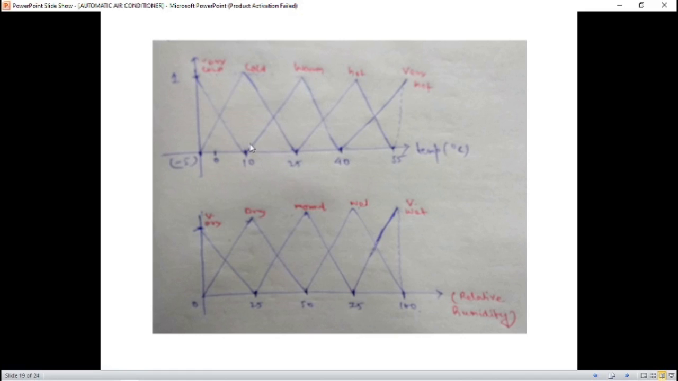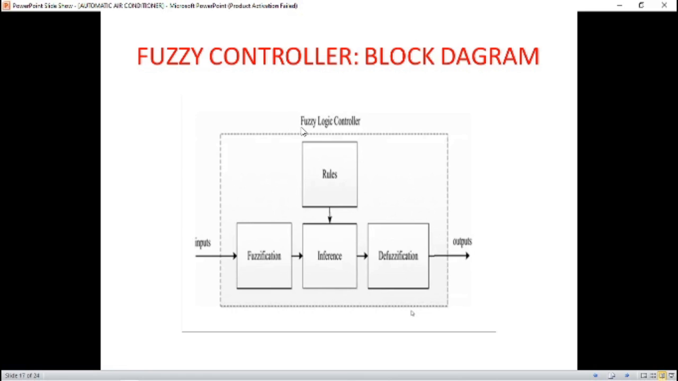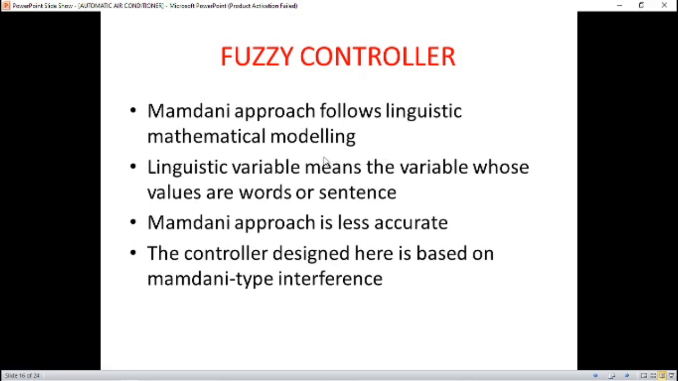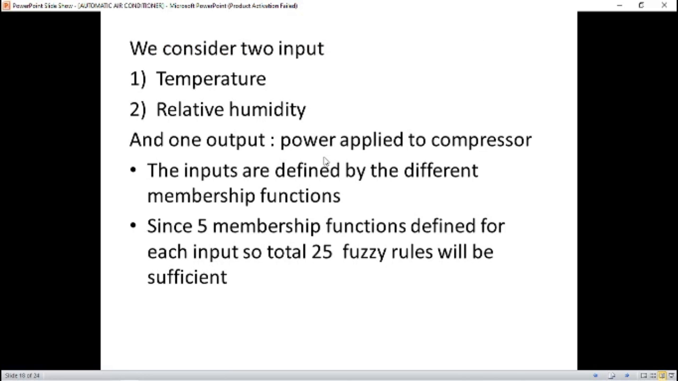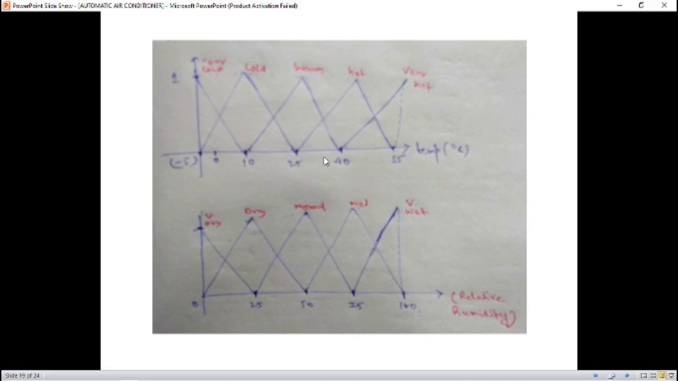These triangular shapes that we see in this diagram are actually called membership functions. Now if the temperature is 25 degrees centigrade, we will call the temperature warm. That is actually the meaning of the linguistic variable, because the linguistic variable is warm, and correspondingly its mathematical value is 25 degrees centigrade. In this way we have divided the temperature into 5 zones, and we have divided the relative humidity into 5 zones: very dry, dry, normal, wet, and very wet. And correspondingly these are different membership functions.